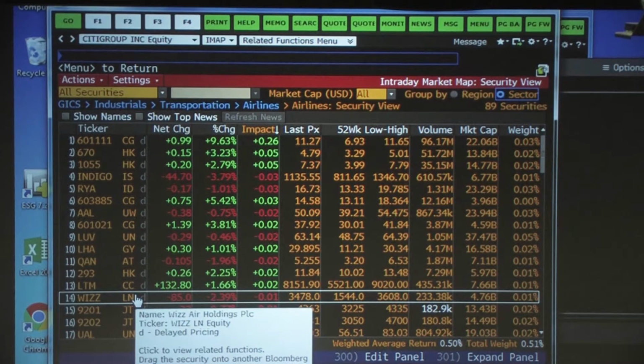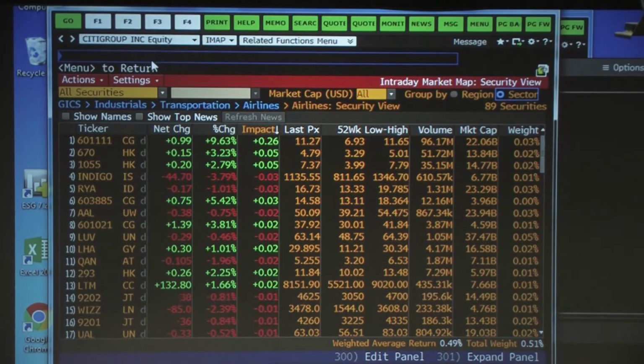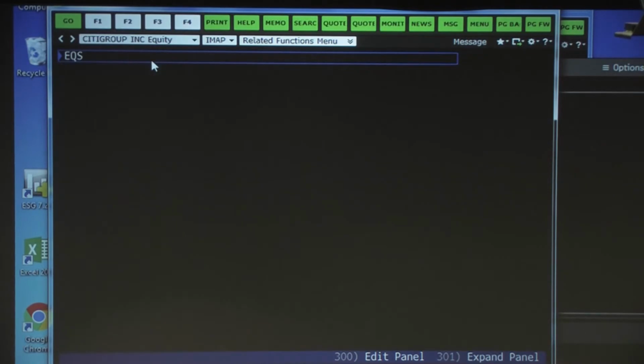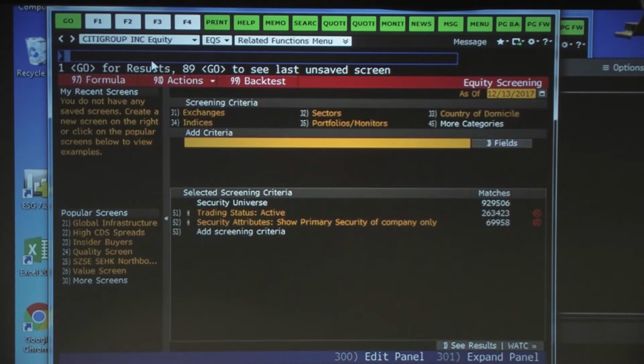Let's say you want to look for certain stocks within different criteria, stocks that are maybe within a certain country, have a certain market cap, or have certain financial characteristics. One of the functions we can look at is called EQS, or equity screening. If we go to EQS, we can go to equity screening. You can screen stocks by multiple categories, multiple sectors, multiple financials, indices. There's just so much to it.